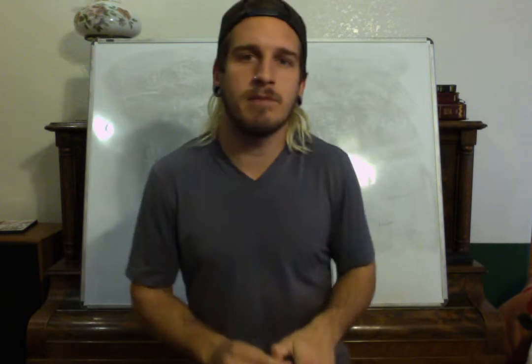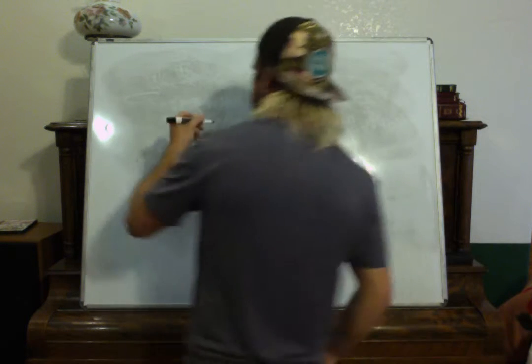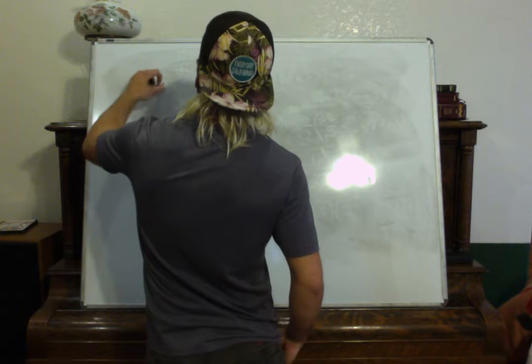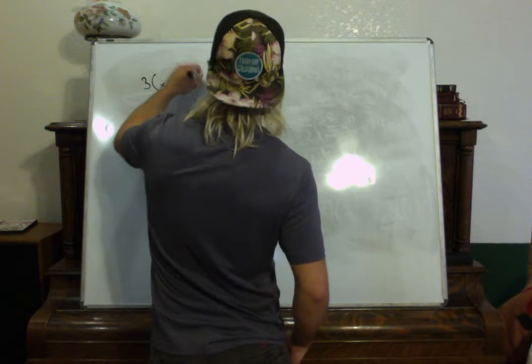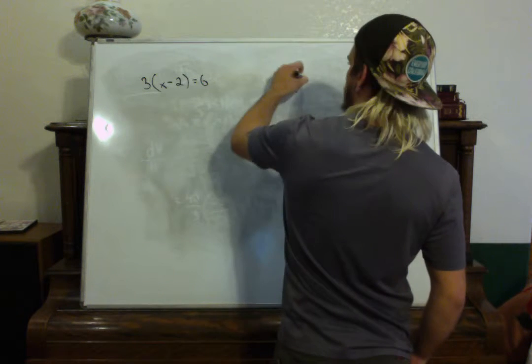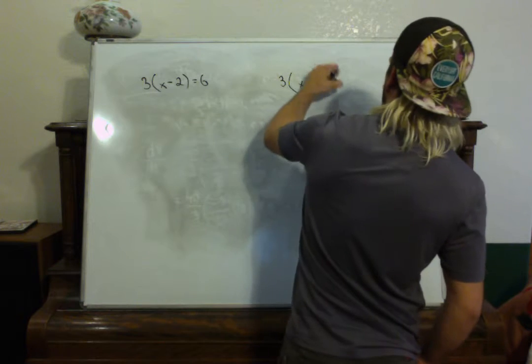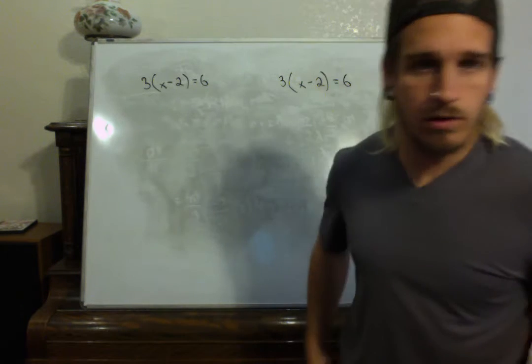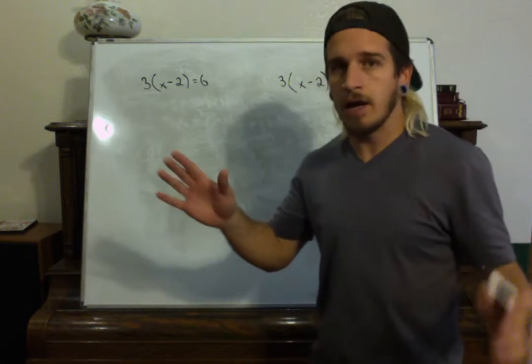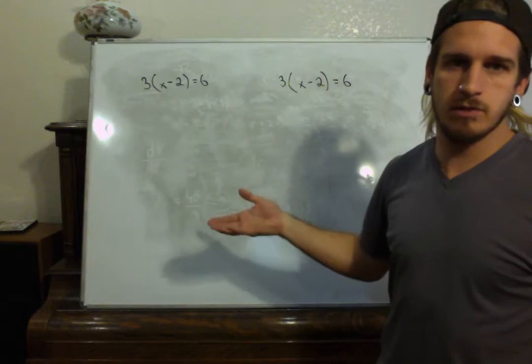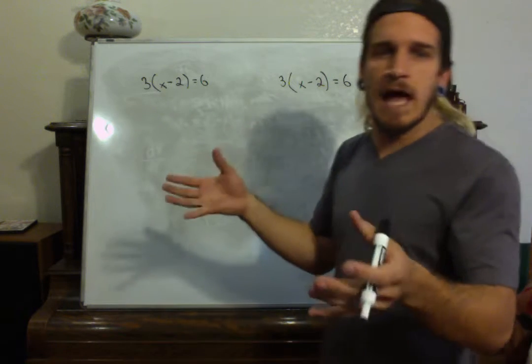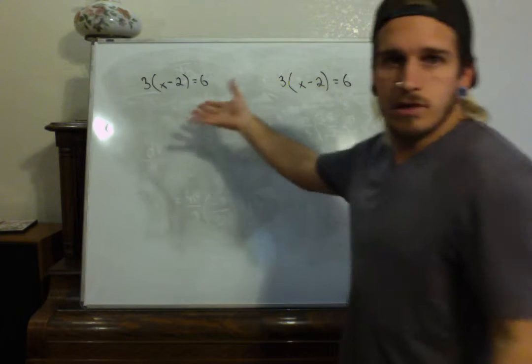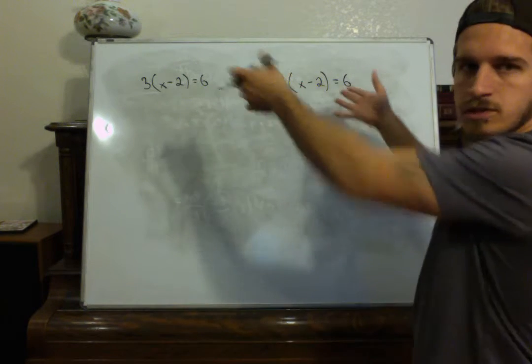Let me give an example of this using algebra. Let's say we have the example 3 times x minus 2 equals 6. Of course, we have the algebraic rule that we can't disobey no matter what, that what you do to one side of the equation you must do to the other. But as long as you're doing that, there's freedom to choose 2 different ways you want to solve this problem.